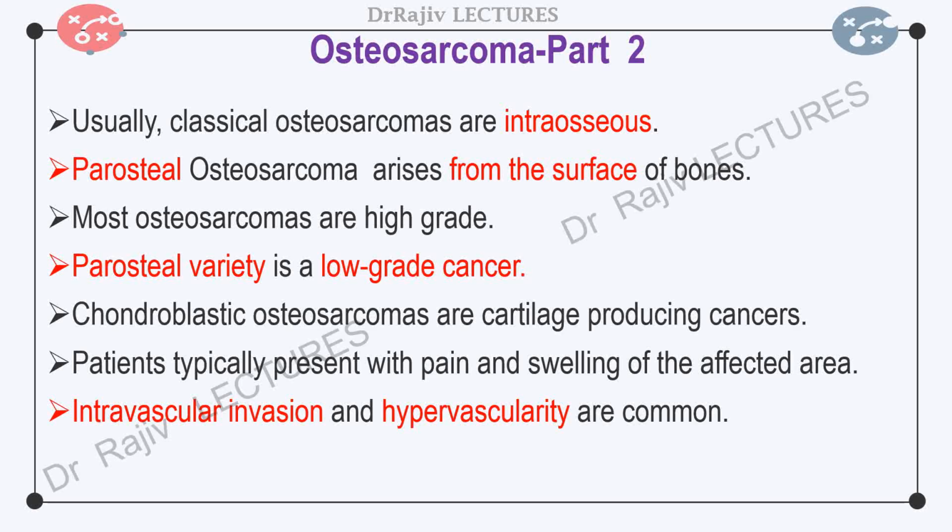Tumor cells can also produce cartilage. Such tumors are classified as chondroblastic osteosarcoma. Intravascular invasion and hypervascularity are common features.